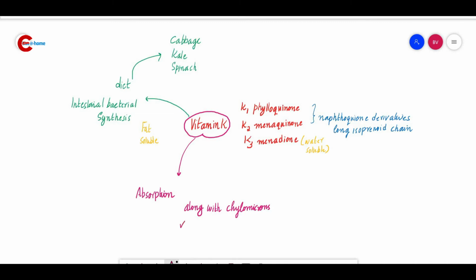Next, we can study about absorption. Absorption occurs in intestine along with chylomicrons. Bile salts are also required for the absorption of vitamin K. And where is this vitamin K stored? This vitamin K is stored in liver.